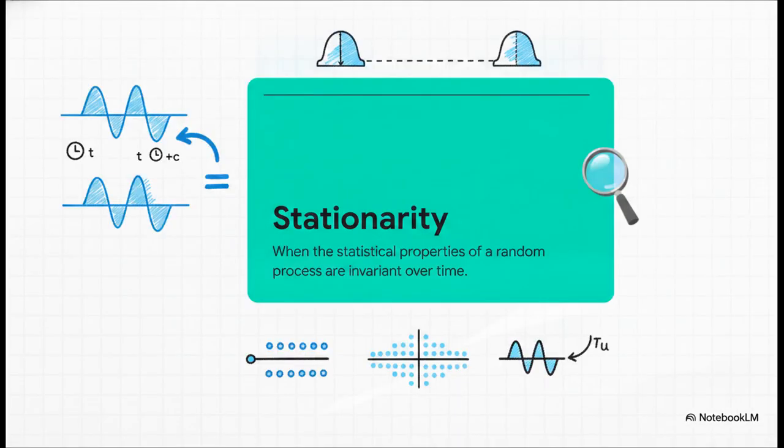Now, to make any of these formulas actually useful over time, we rely on a massive assumption. It's called stationarity. Strict-sense stationarity means a random process has probability properties that are completely invariant over time. Basically, the probability density right now is exactly the same as it will be 10 minutes from now. However, in the real world, we usually just rely on second-order stationarity, which you'll often hear called wide-sense stationarity. This simply requires that the mean is constant, the variance is constant, and the autocorrelation only depends on the time difference between 2 points, rather than the absolute time.